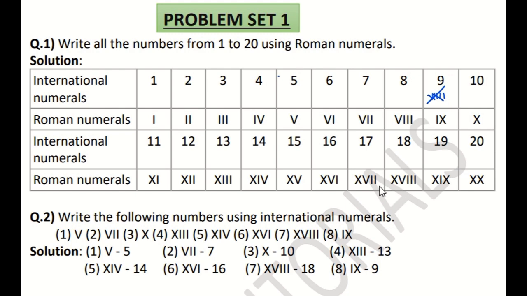Let's move to question number 2. It says write the following numbers using international numerals. Okay, let's see. V stands for 5. V and 2 times I, that is 5 plus 2, is your 7. Next, X. X is a standard symbol and we know X stands for 10. Next, X plus 3 I, that is 10 plus 3, will give you 13.